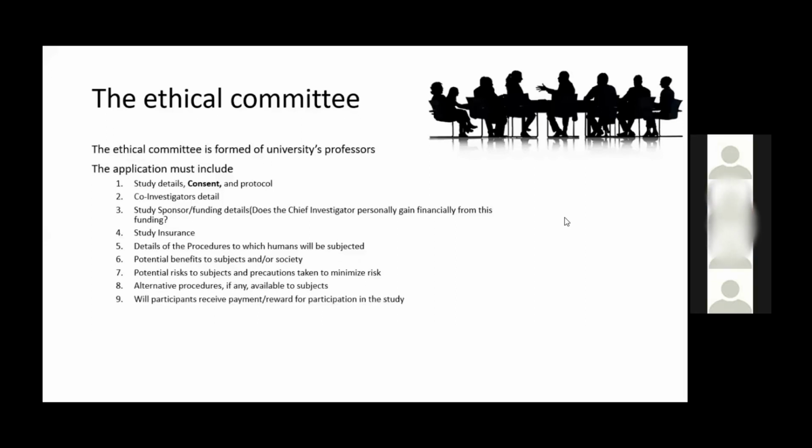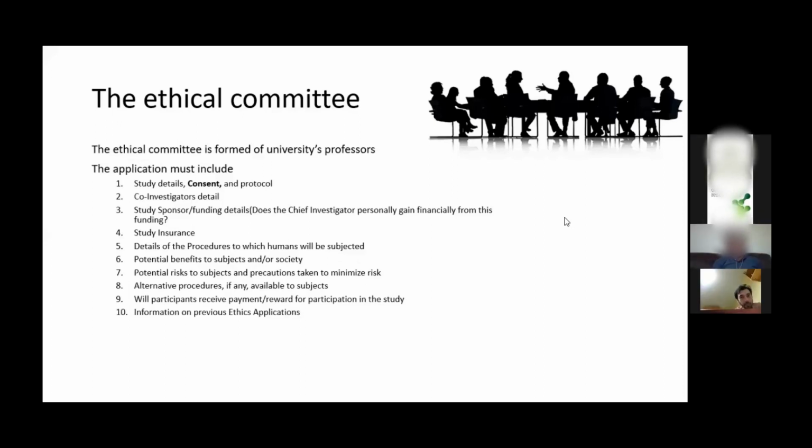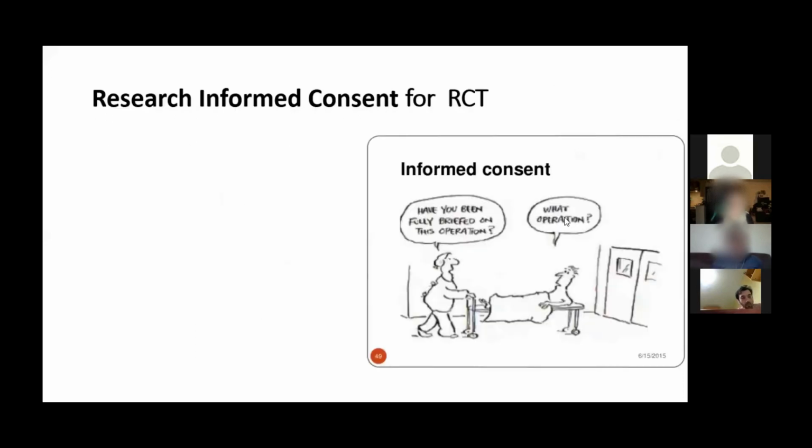Are you going to receive any payment or reward from this study? You have to mention that as well. And information of previous ethical application. Usually, if you are going to apply for an RCT, if there is another RCT with the same title, mention that. That will make your application stronger and it will easily be approved. Okay, this one might come as a separate question. Okay, consent me for your trial.